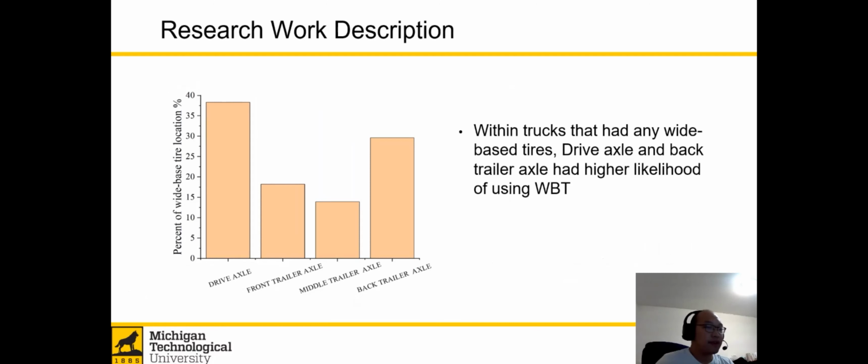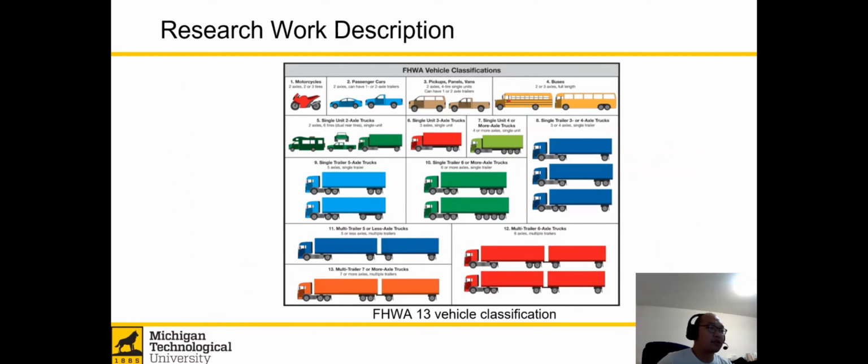We found that the drive axles and the back trailer axles have a higher likelihood of using wide base tires. And here we also introduce the FHWA's, the Federal Highway Administration, vehicle classifications. The trucks we focus on are from class 4 to class 13. Actually, when we come to the weigh stations, we found the trucks with wide base tires are mainly in class 9, class 10, and even some in class 13.